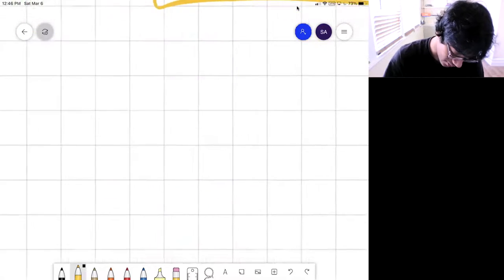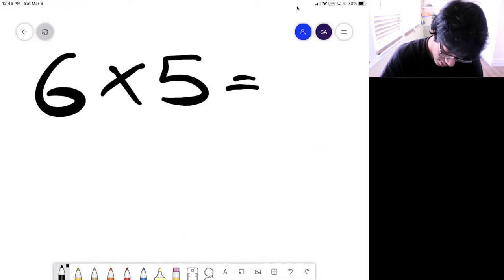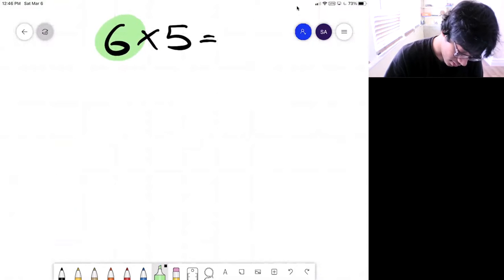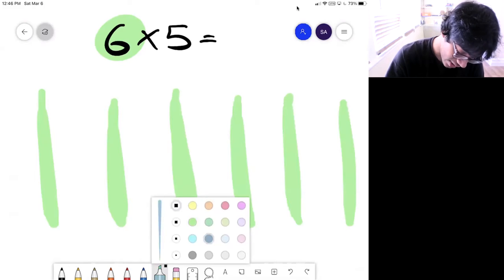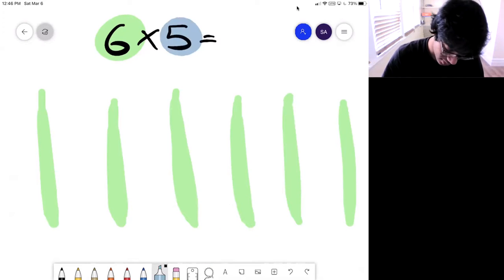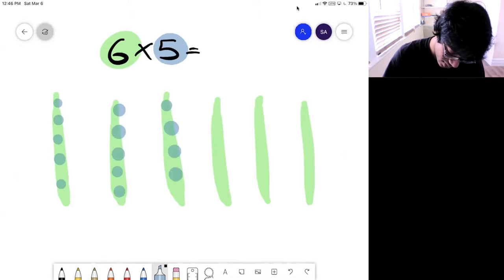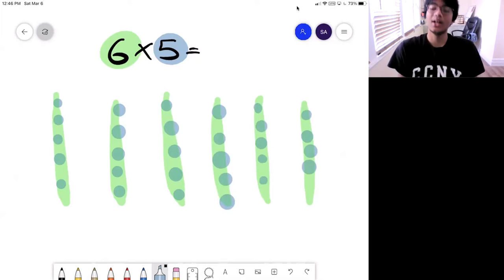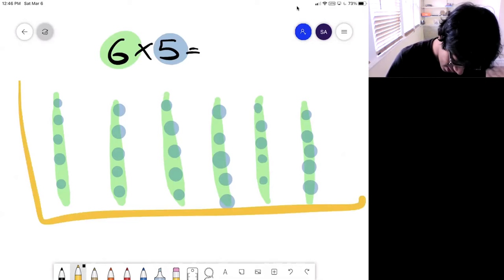6 times 5. So we have 6 times 5 equals, well, I got 6 columns. So that's going to be 1, 2, 3, 4, 5, 6. And I have 5 dots in each column. So let's draw those dots. That's a lot of dots. So let's count up how many dots in the whole shebang.